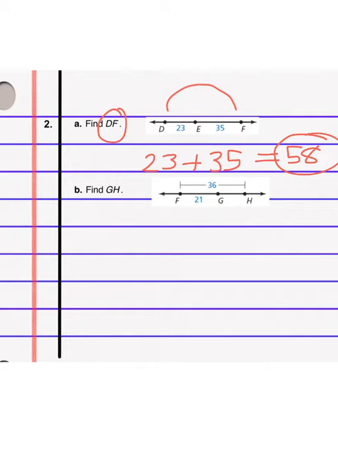Part B, find GH. Here's GH. So for this one, hopefully you're thinking, they're giving us the whole thing. The whole thing is 36. This part is 21. We're going to subtract. And you can use a calculator if you want to. So 15.